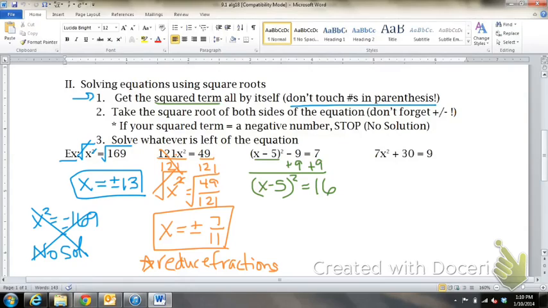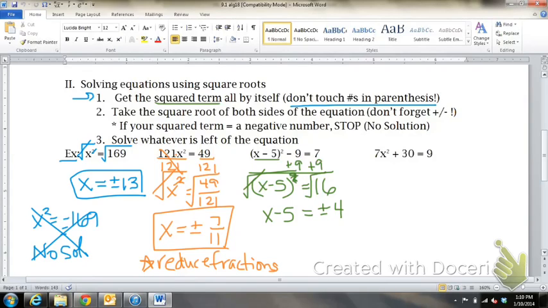Now remember from chapter 8, I'm not allowed to distribute this exponent because it has subtraction in the parentheses. So what I need to do is get rid of the square, the little 2. So to undo the square, you square root both sides. The square and the square root cancel, so I'm left with x minus 5 equals, square root of 16 is plus or minus 4.